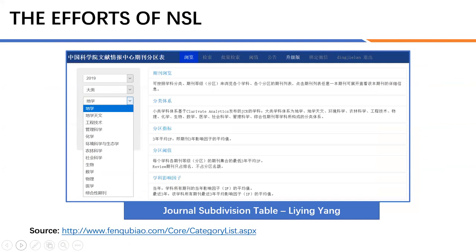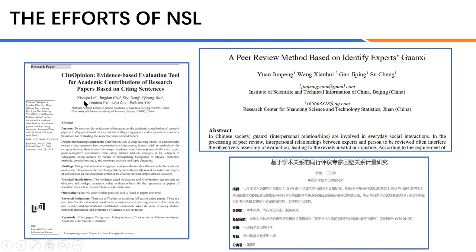Beyond that, we have paid much attention to research on metrics. For example, in 2004, our colleague Lin Yang's team examined the DCR subdivision table, which covered 18 major disciplines. Our colleague Xiaoqiu Le has done some work evaluating and analyzing the cited contents of papers with full texts. And I and my colleague Li Xuewang did some work on experts' relationships to improve peer review.